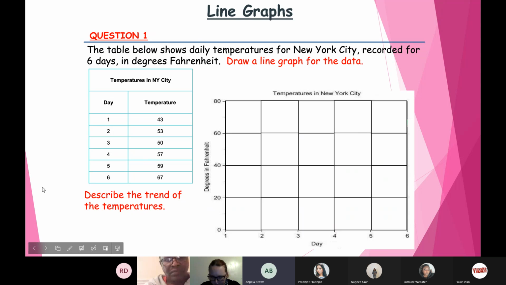Okay, so question 1. The table below shows daily temperatures for New York City recorded for 6 days in degrees Fahrenheit. Draw a line graph for the data. So just have a go. Give you 3 minutes and then we'll go over it together.